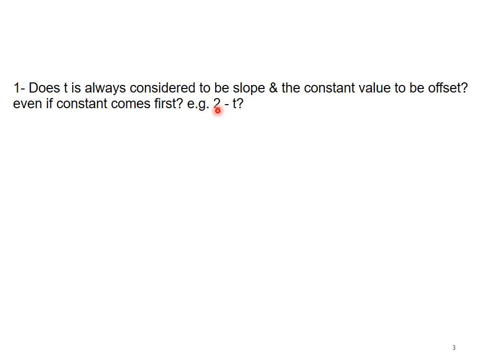Right? So if it is, for example, 2 minus t, then 2 is the offset here, and minus t means minus 1 is the slope. It means it has negative slope, it is a decreasing ramp. And if it is for example 2 plus t, again 2 is the offset and the slope is positive, it is an increasing ramp.